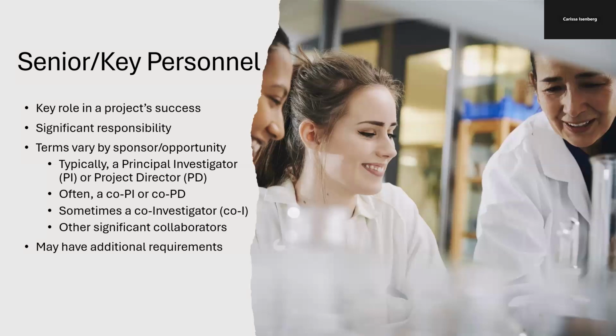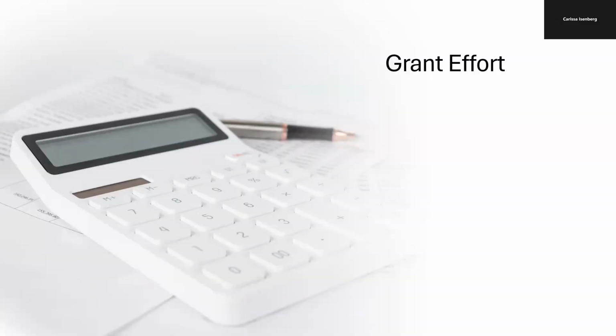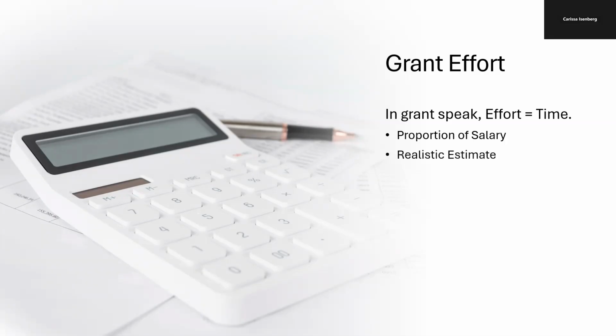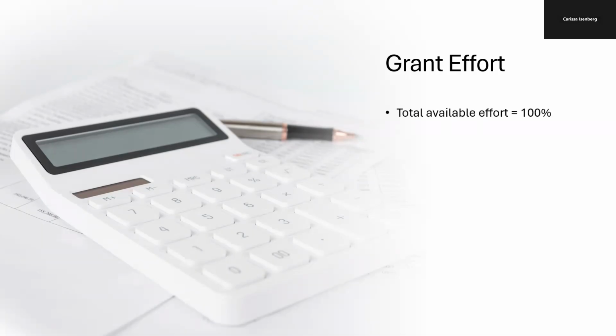And depending on how you define them in a proposal, there may be additional paperwork requirements as well as certification requirements. When senior personnel are salaried individuals, their time on a grant is listed as effort. It is a proportion of their salary. It is not hours based. It is typically expressed as a percent, a realistic estimate of the proportion of their university time. It should be reasonable, and there's only 100% to give.